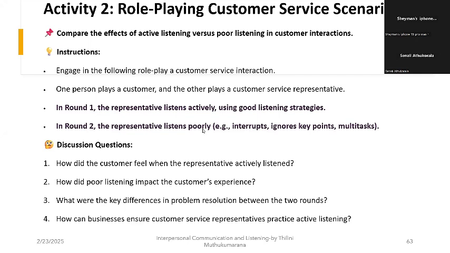Okay, so how did the customer feel when the representative actively listened? Actively listening is related to the first round that we are using. Okay, can you tell me one? Okay, so I'll go into the details of these questions.